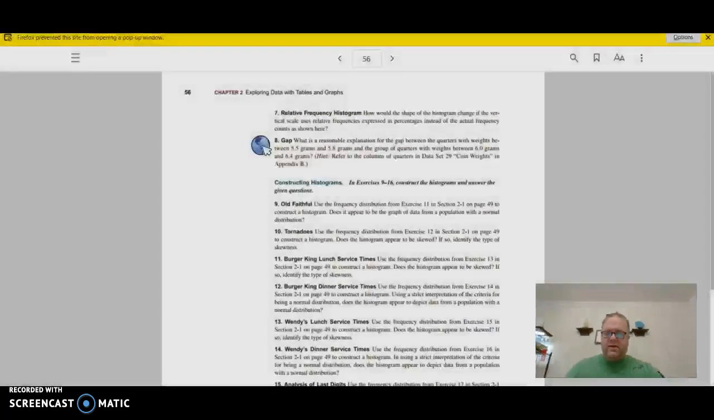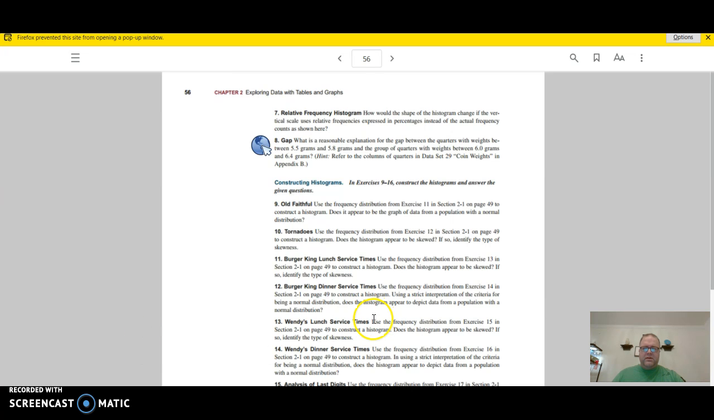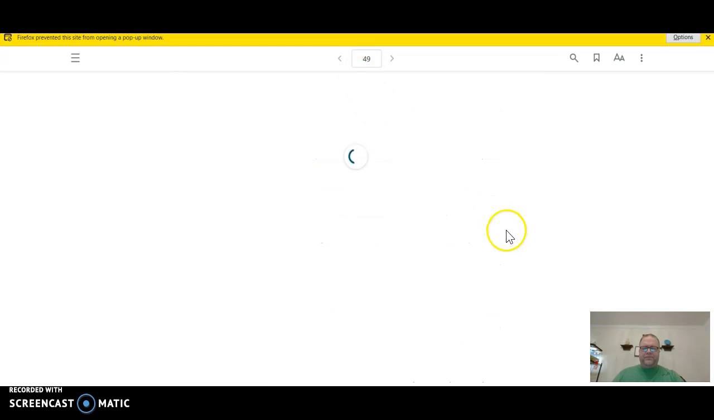So let's go ahead and take a look at the problem here. It says use the frequency distribution from exercise 12 in section 2.1 on page 49 to construct a histogram. Does the histogram appear to be skewed? If so, identify the skewness, the type of skewness. So let's go ahead and go over to page 49.